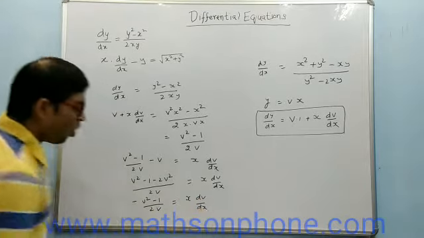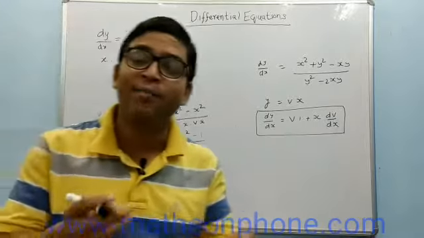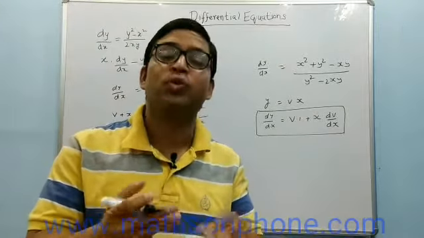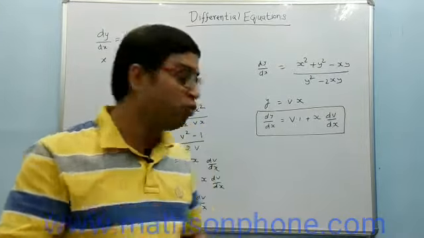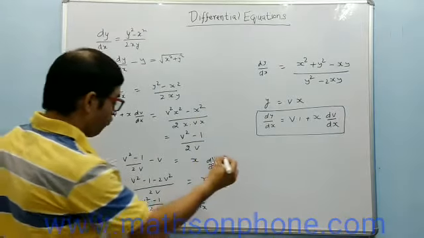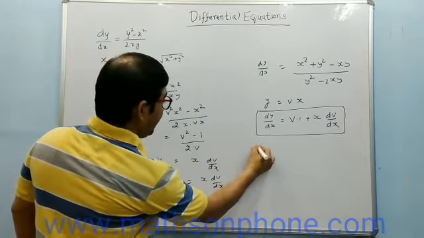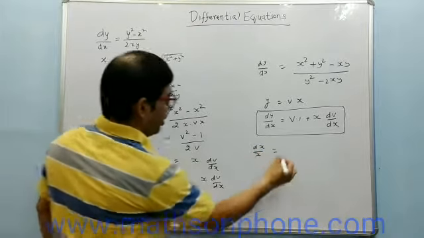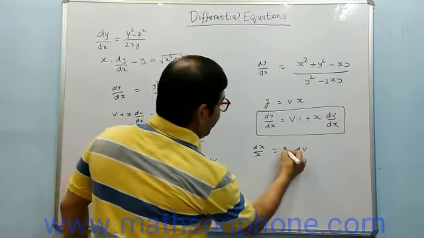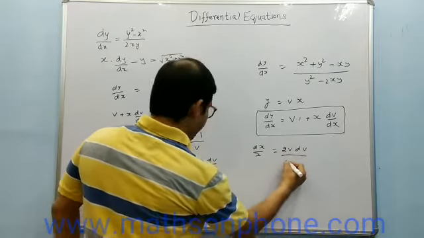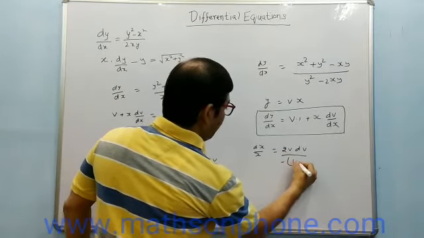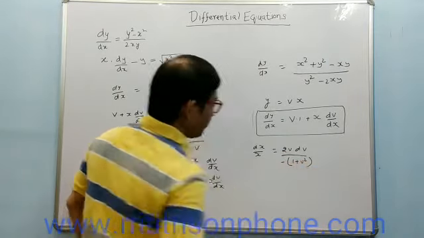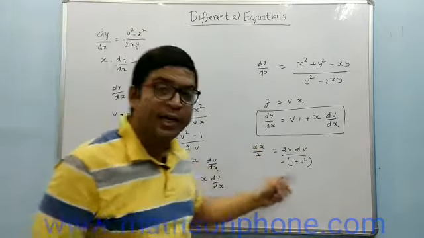So now what we have to do, we have to take the x thing to the dx side and the v thing to the dv side. So it will be in the fashion dx by x is equal to 2v dv divided by, if we take minus common, 1 plus v square. Now it is easily integrable.